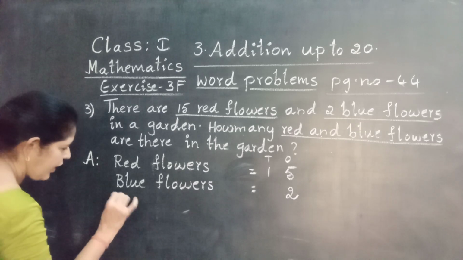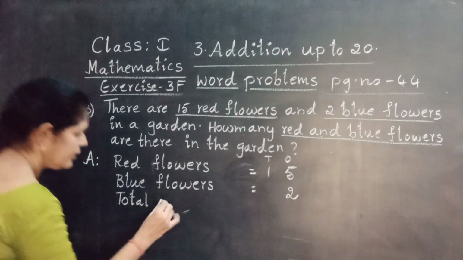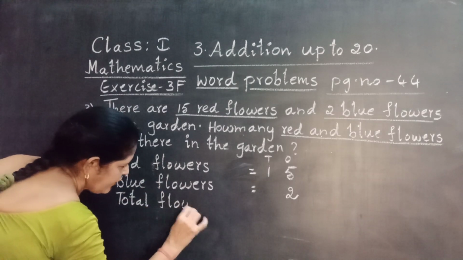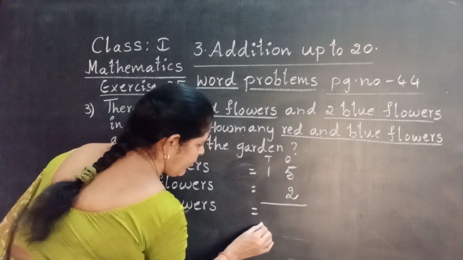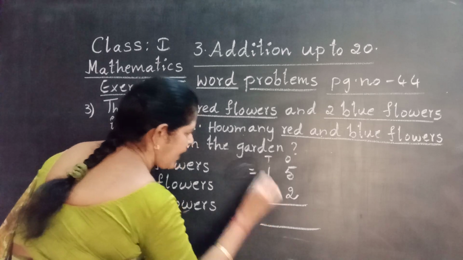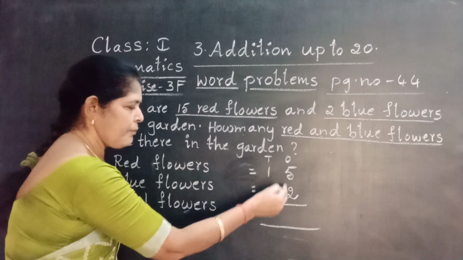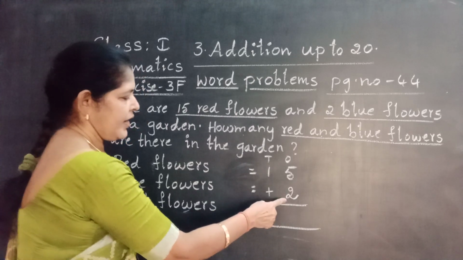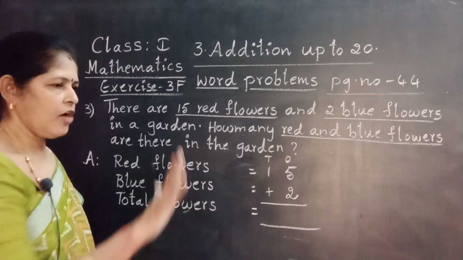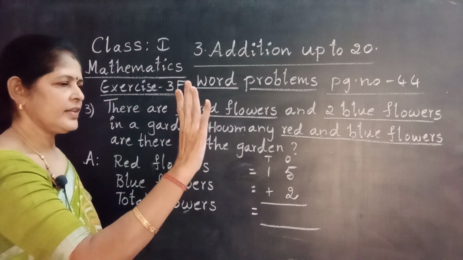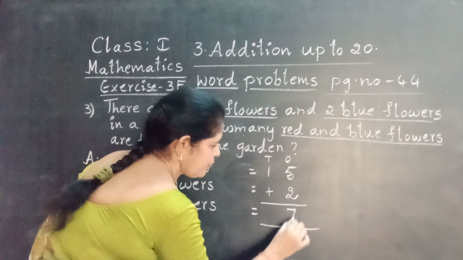Now, total flowers. Red and blue means total. Here we are going to put together red flowers and blue flowers. You have to write like this: 15 plus 2. 15 is a two-digit number, 2 is a one-digit number. That's why 2 goes right below 5 in the ones place. Now take 5 fingers. 2 after: 3, 4, 5, 6, 7. 7 goes right in the ones place.